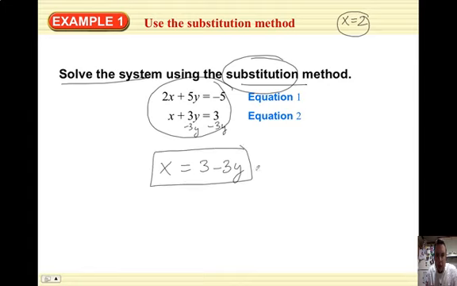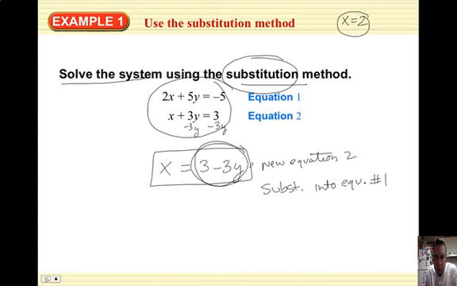Now it looks like this. So this is basically new equation number 2. What you're going to do is substitute into equation number 1. X is not 2. That's easy, oh, x is 2, plugging in. X is really 3 minus 3y. You see that? It's a complicated expression. X is 3 minus 3y. So we're going to put this into the first one up here.